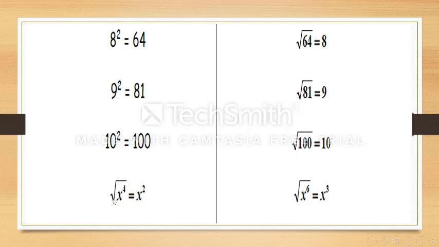Here we have the square root of x to the power 4. When we want to get any variable out of the square root, we need to divide the power by 2. So here, x to the power 4, 4 is divided by 2 to become x squared. And in the same way, when we want to get x to the power 6 out of the square root, here we need to divide 6 over 2 to become x to the power 3, or x cubed.